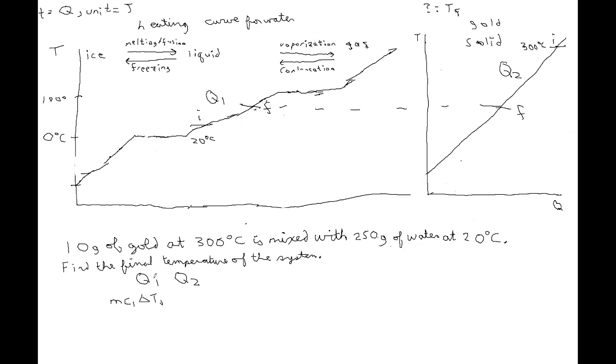What's an equation you could write just about Q1 and Q2 with no other variables? MC. Well, those are other variables. What's an equation you could write about just Q1 and Q2, just those variables with no other variables? Q total equals Q1 plus Q2. Good. But what's Q total? Q total in this case, with no other variables?